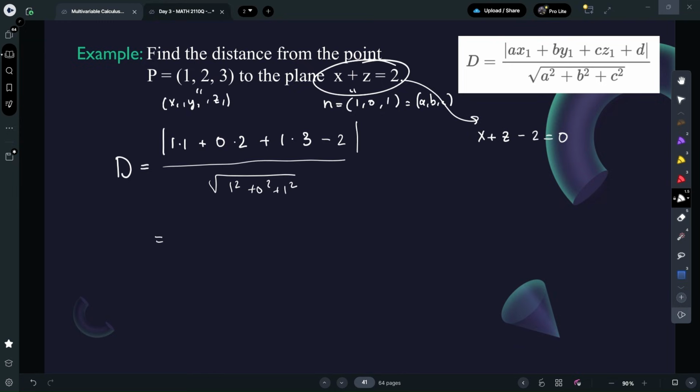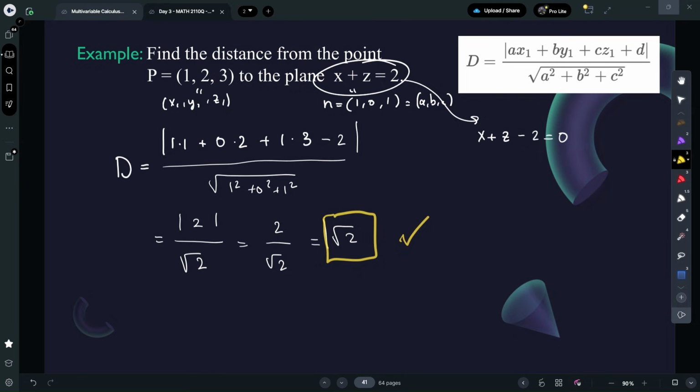So if I simplify, I should get the absolute value of 1 plus 3 is 4, minus 2 is 2, divided by the square root of 2. So this is 2 divided by the square root of 2, which is the square root of 2. So the distance from the point to the plane is just the square root of 2.